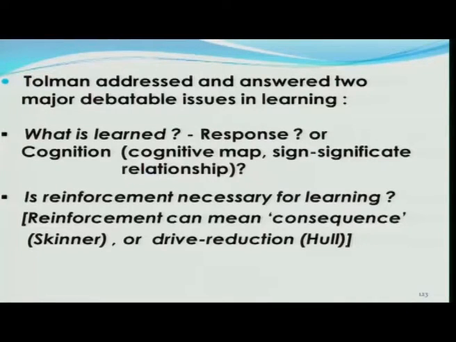The two main issues that Tolman took up rather boldly were, first, what is learned when we talk about a learning situation? Is it the learning of a response or is it the learning of cognition? What Tolman called the cognitive map, or precisely sign-significant relationships. The second issue was, is reinforcement necessary for learning? Now here one must keep in mind that reinforcement can mean consequence, as would have been defined by Skinner, or drive reduction as defined by Hull.